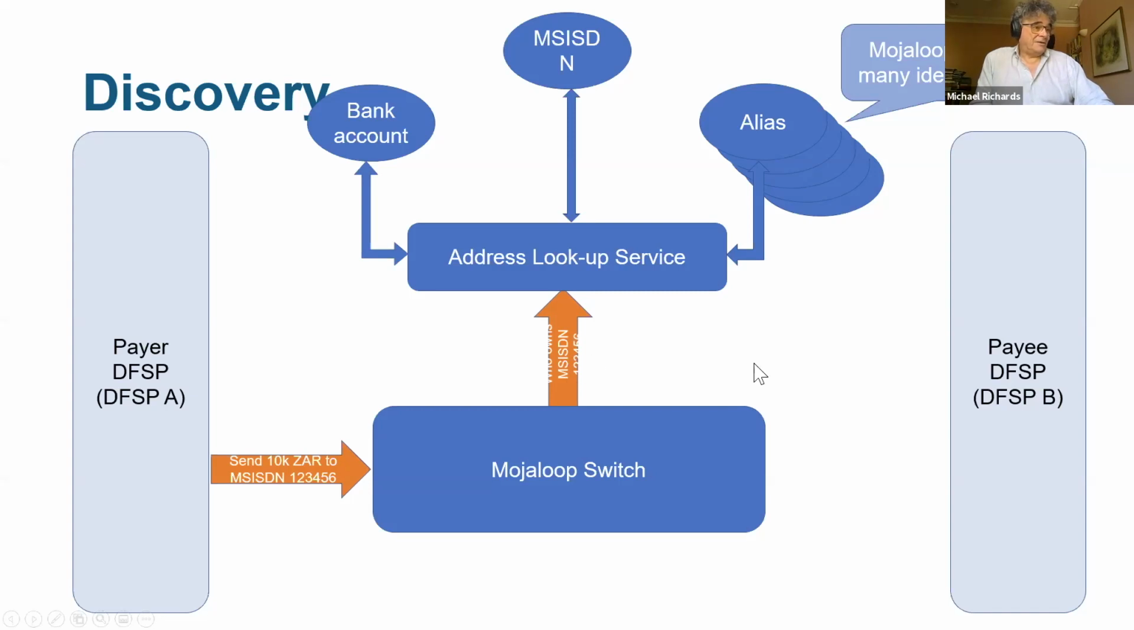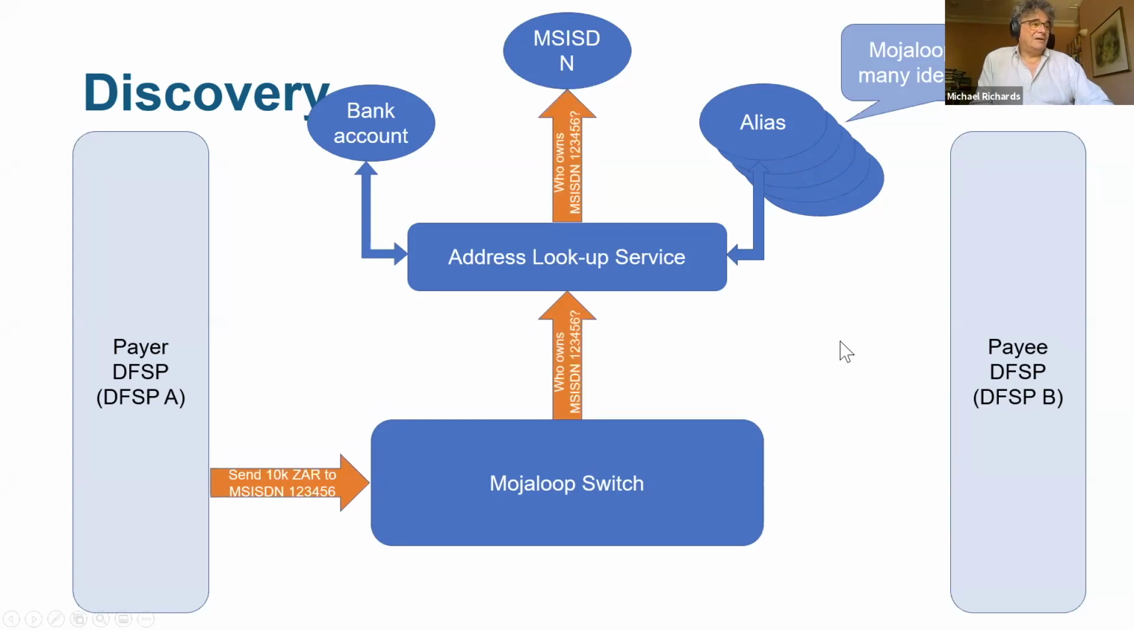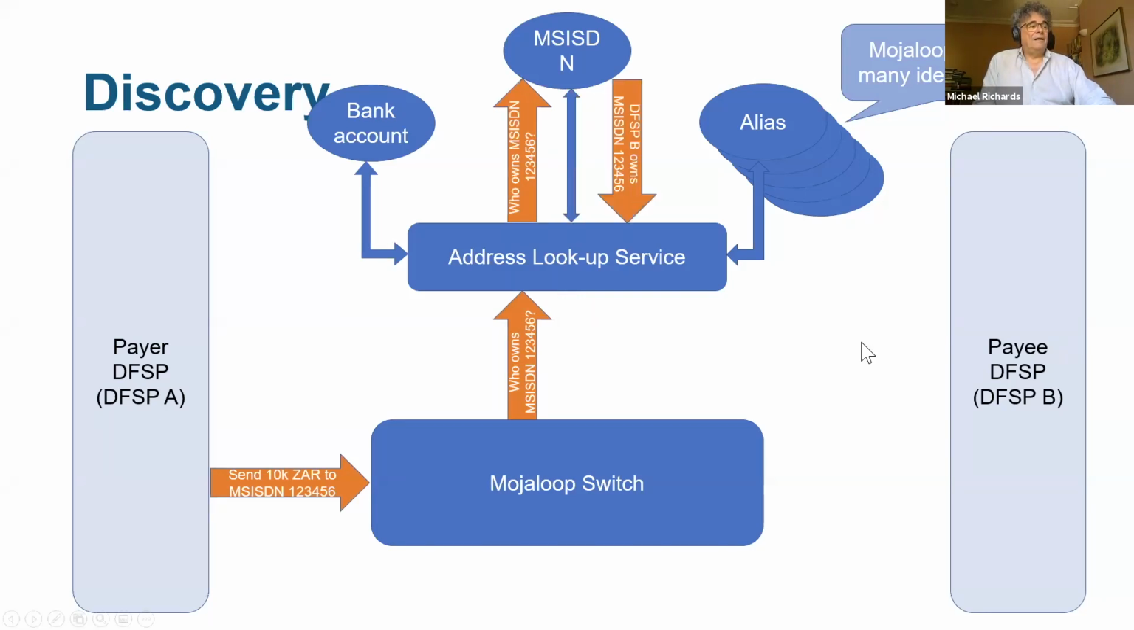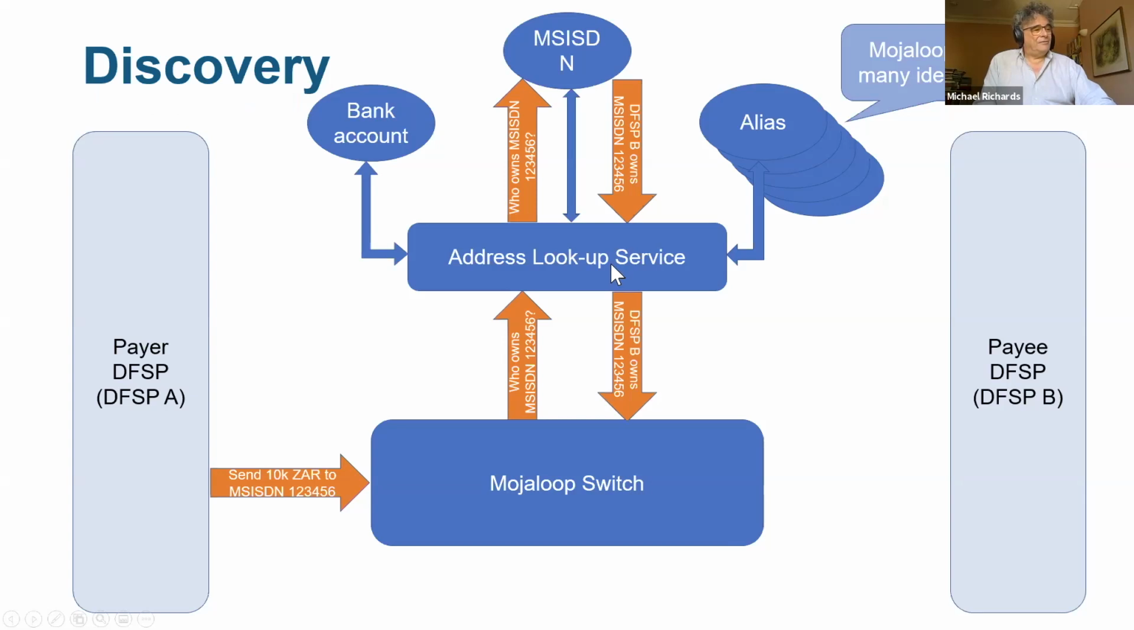So the request goes through to the address lookup service. The address lookup service sends it to the phone number oracle, and the phone number oracle sends it back saying, it belongs to this DFSP over here, which is just as well because that's the only DFSP I've got. So the address lookup service then sends it back to the switch and says, please route it to this person. And the switch sends it on in its original form, the same form it had when it left DFSP A, to DFSP B. And the question that's being asked there is, do you speak for this phone number?